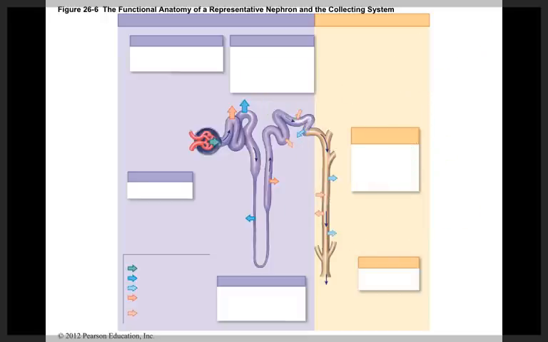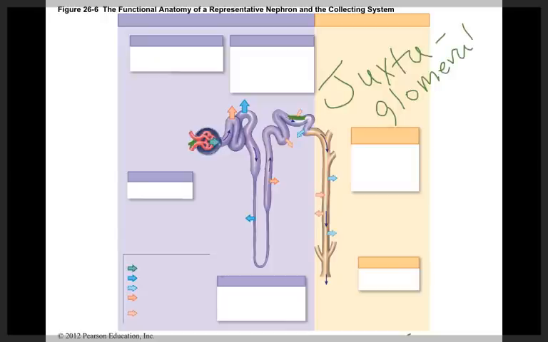This is controlled, of course, by the juxtaglomerular apparatus. And the juxtaglomerular apparatus is where there are cells in the distal convoluted tubule that touch the cells of the afferent arteriole. Okay. And that's because this nephron really folds over on itself, so the distal convoluted tubule is touching the afferent arteriole. And then those cells make up the juxtaglomerular apparatus.